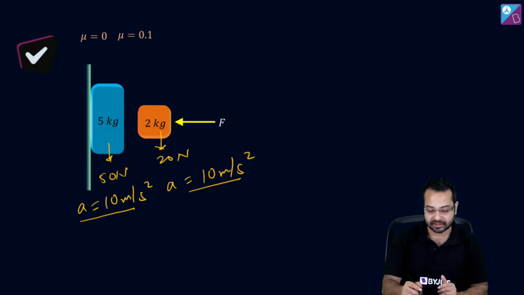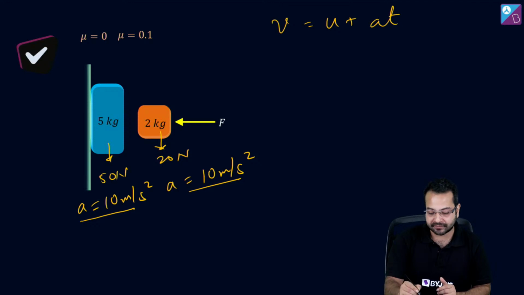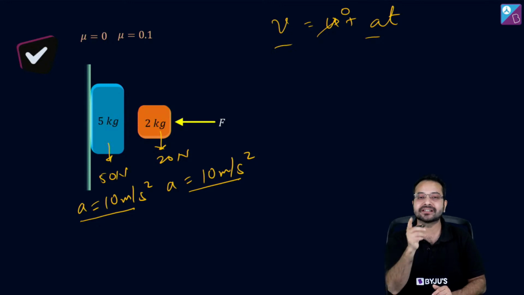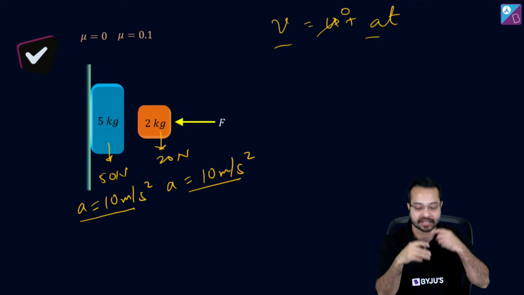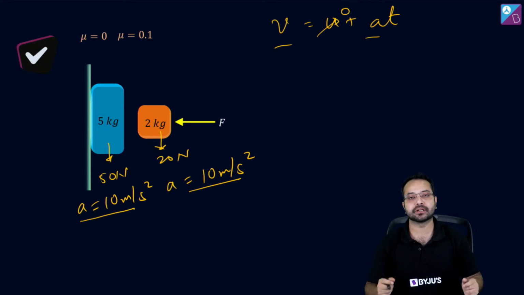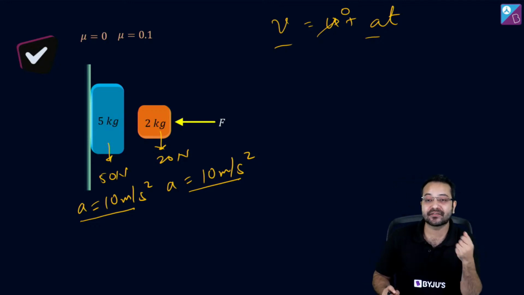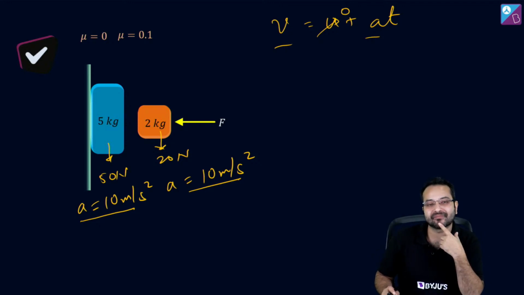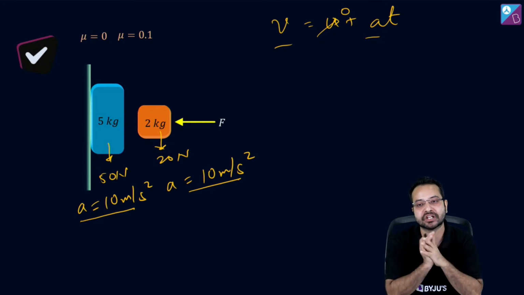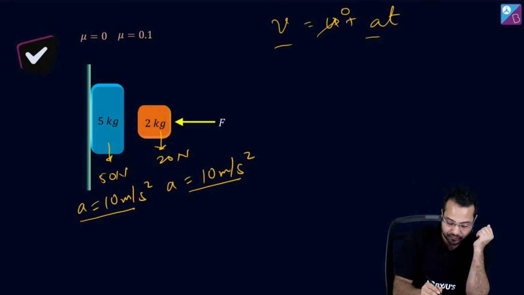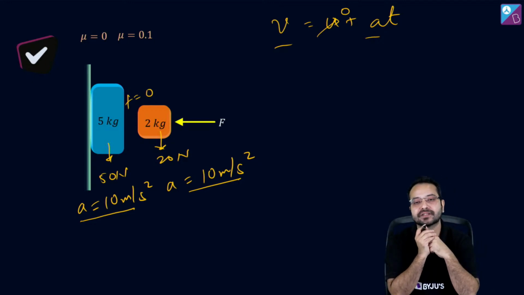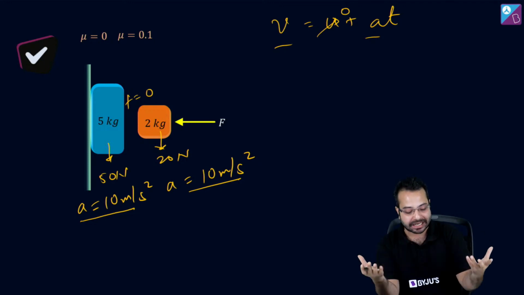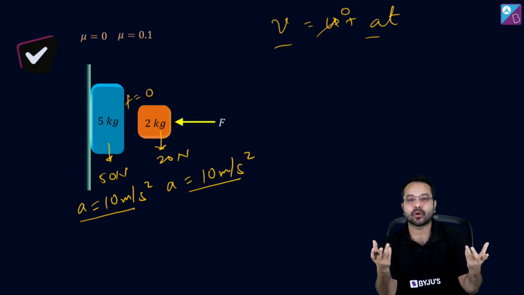Is that right? V is equal to u plus at. If the initial velocity is 0 and the acceleration is the same for them, then at any time their velocities are also going to be the same, which means there is no tendency of relative motion between the blocks. And if there is no tendency of relative motion between the blocks, then how are they going to exert friction on each other? They are not going to exert any friction on each other. Is that right? So if there is no friction, the friction on both these surfaces is going to be 0. If there is no tendency of relative motion between them, then what is going to happen?